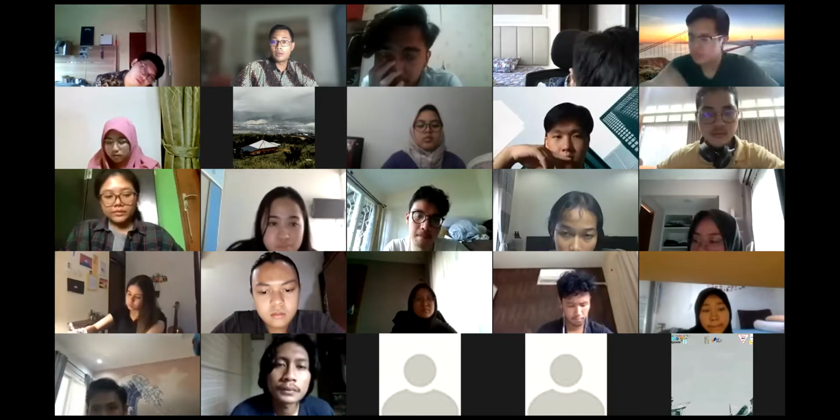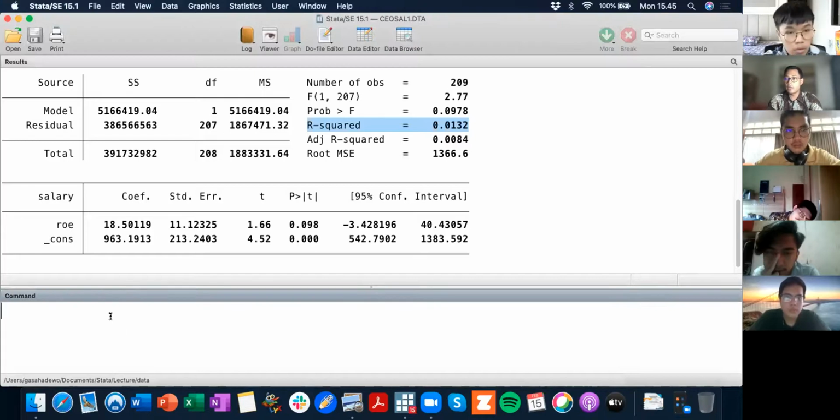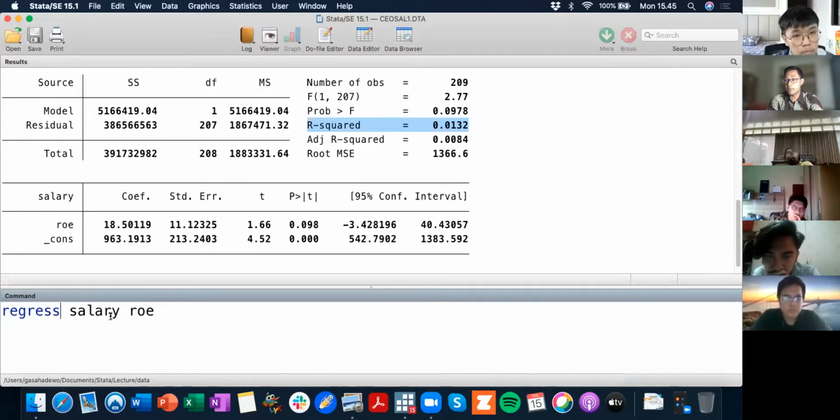Okay, so I'm going to go back to the previous Stata example that we did. Again, just to recall the regression, what we did was that we regressed salary on the return on equity. Now, the good thing about Stata is that you don't have to use the full syntax. You can use an abbreviation of the syntax. So in this particular case, instead of writing regress, you can just write reg. So reg salary ROE means that you regress salary on return on equity.